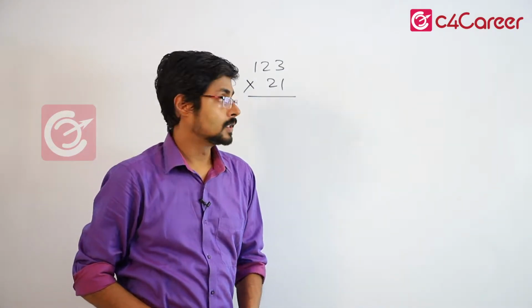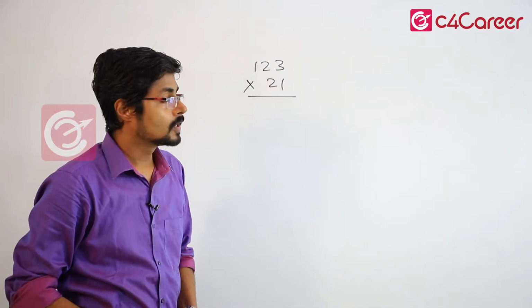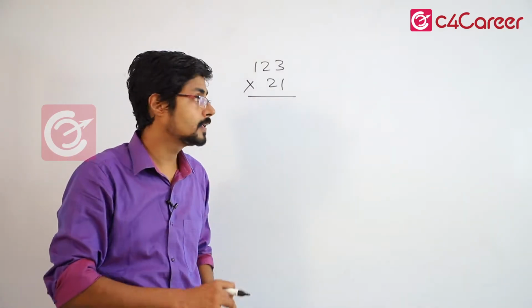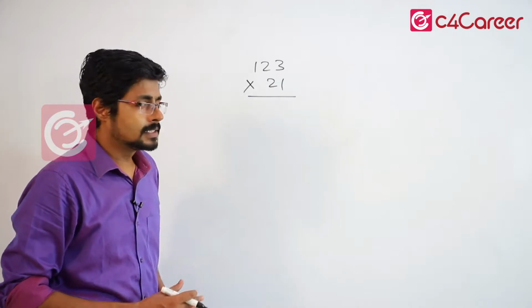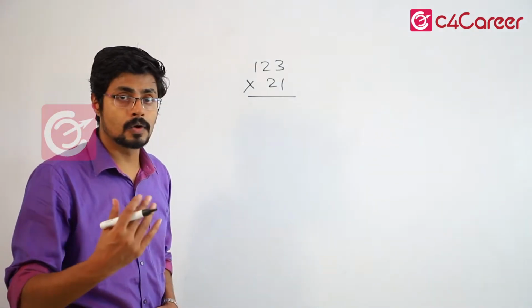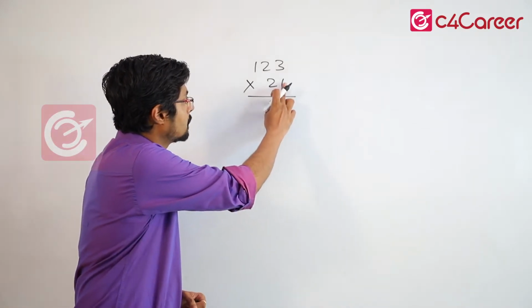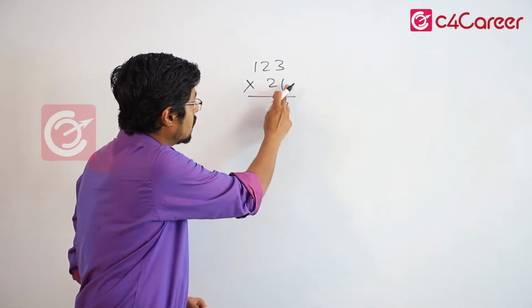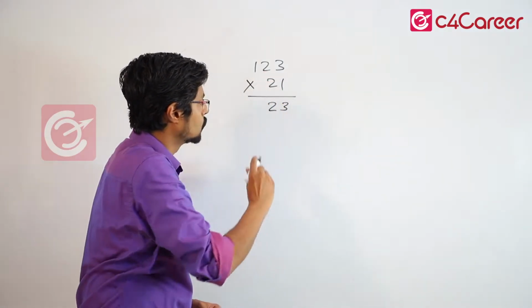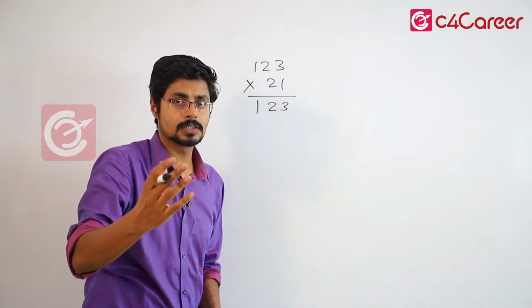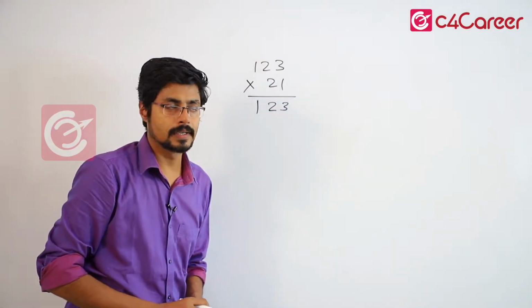123 into 21. So we have a 3-digit number 123 and we have a 2-digit number 21. Let's see how we normally do this calculation. How are we going to do this in our normal traditional method? First step is 1 into 3. We will get a 3. Next we multiply 1 with 2, that is 2. Next we multiply 1 with 1. I know all of you know this, but just to compare it, I am doing this here.